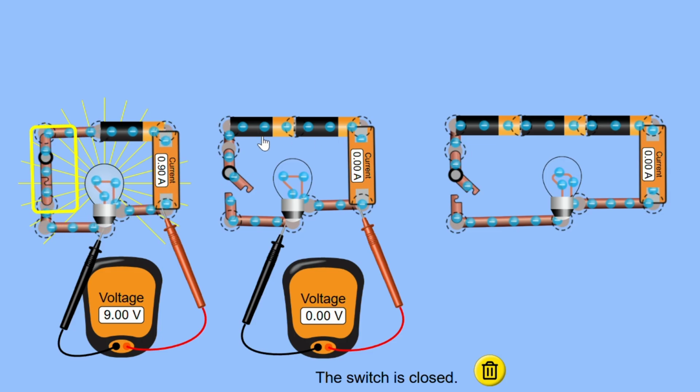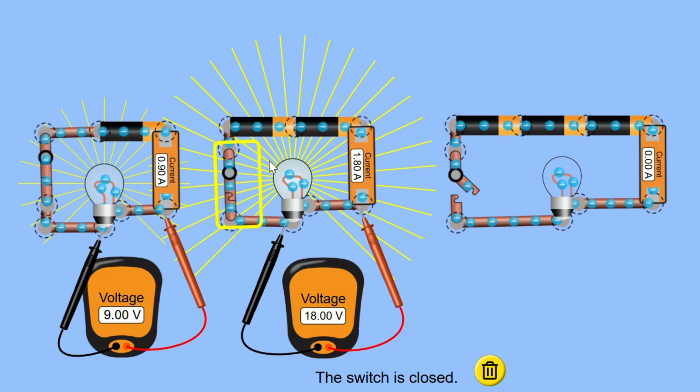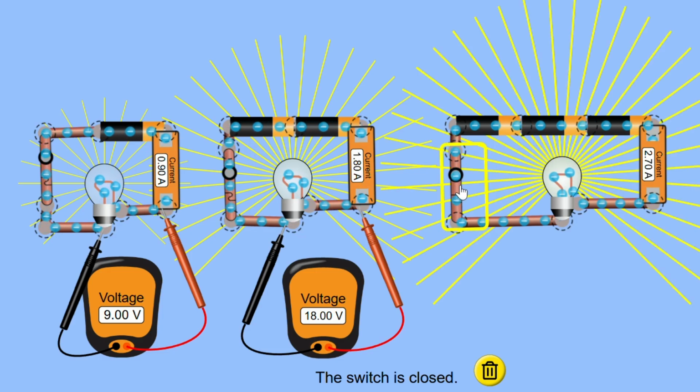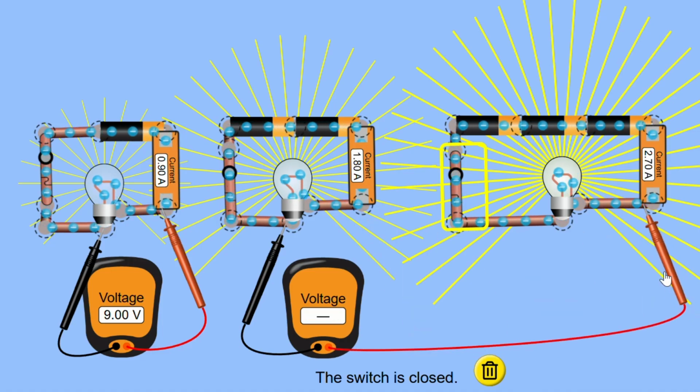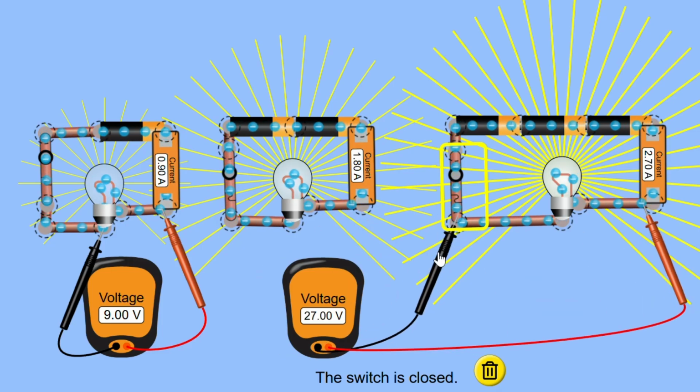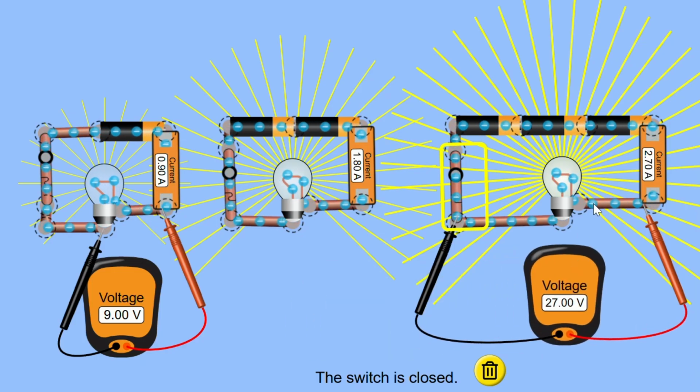When I have 2 cells in series, we can see the light bulb's brighter, the voltage is bigger, and the current is bigger also. When I have 3 in series, then the voltage is much bigger. It's 3 times what it was on the left, and the current is 3 times more. We can see the little electrons are moving really fast, and the bulb is very bright.